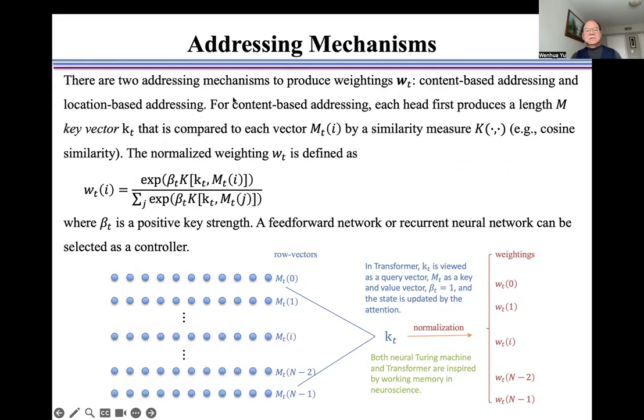There are two addressing mechanisms to produce weightings w_t, namely content-based addressing and location-based addressing. For content-based addressing, each head first produces a length M key vector k_t that is compared to each vector M_t(i) by a similarity measure K, for example, cosine similarity. The normalized weighting w_t is defined as here and shown in the figure, where beta_t is a positive key strength.